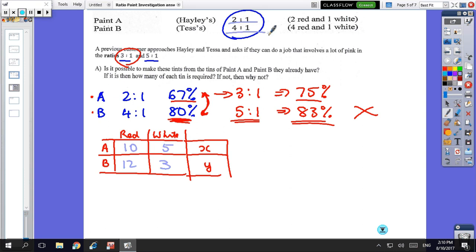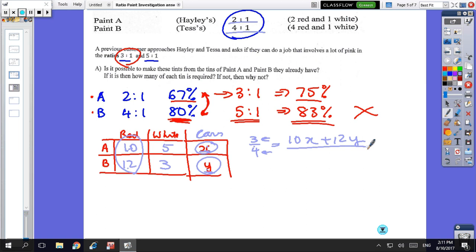So when we're trying to get 3 to 1, we're trying to get 3/4 red. So the red must add up to 3 parts out of the total being 4. And the red will come from these numbers. We've got some number of cans. If I've got x cans of A, I'll have 10x litres of red. If I have y cans of B, I'll have 12y red.